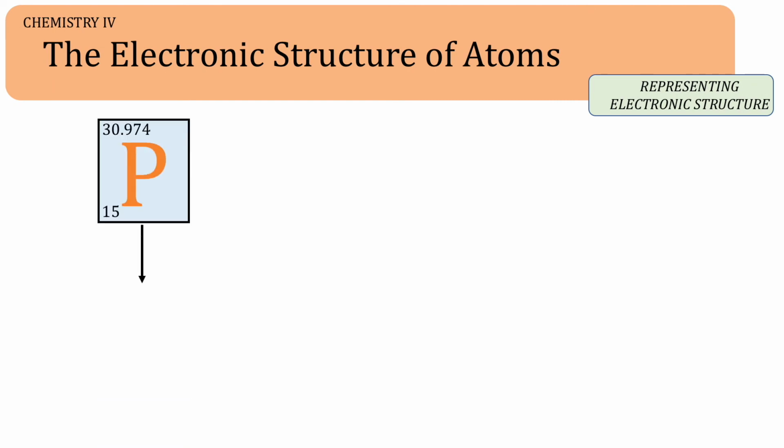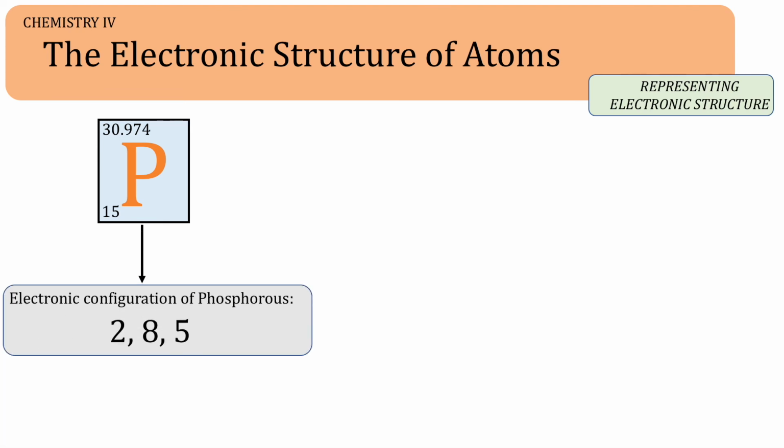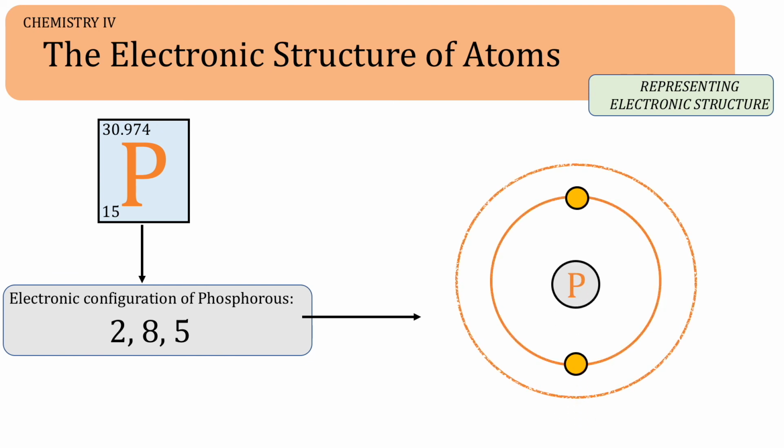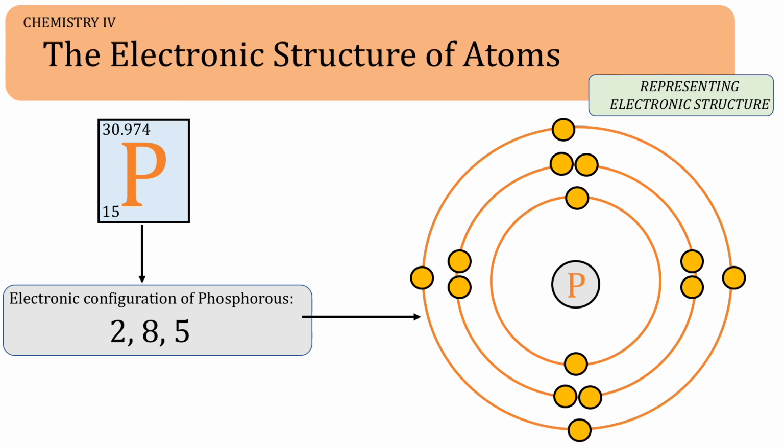Now, if we look at phosphorus here, it's got 15 as its proton number. Therefore, the electronic configuration will be 2, 8, 5. We can fit 2 electrons in the first one, a maximum of 8 in the second one, and therefore the third shell, the outermost shell, is an incomplete shell with 5 electrons in it. Okay, if you look here, the way we represent the diagram will be just like this.